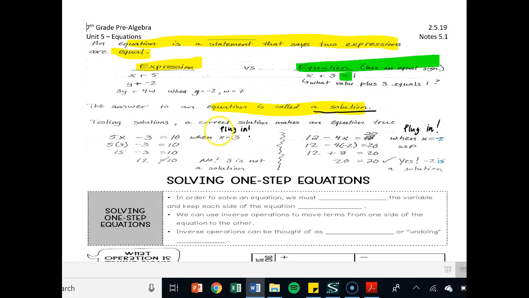We can test solutions. A correct solution makes an equation true. So if I've got this statement 5x minus 3 equals 10, and I say, plug in x is equal to 3, and I do that, I get 15 minus 3, I get 12 equals 10. That is not true, so 3 is not a solution. On the flip side, if x equals negative 2 for 12 minus 4x equals 20, and I plug in negative 2, I get 12 plus 8, and I get 20 equals 20. If both sides are equal, I have a true statement, and therefore the x value is a solution.